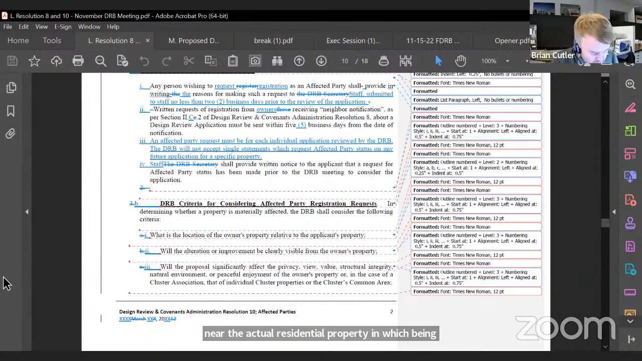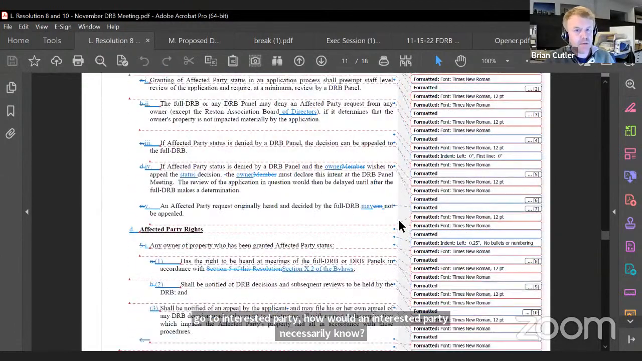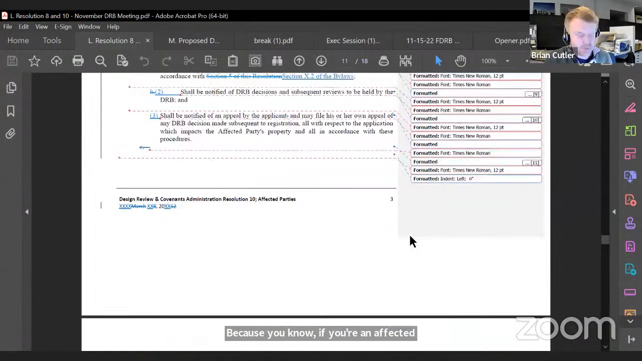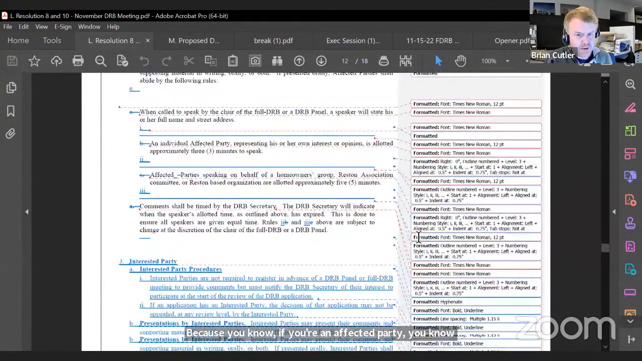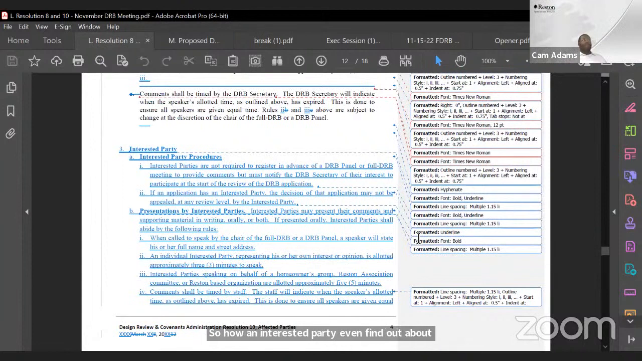And so, sorry, almost done. When we go to interested party, how would an interested party necessarily know? Because if you're an affected party, the applicant's going to come by and get your signature. So how would an interested party even find out about it? Where there's a will, there's a way. But I think that's the kind of feedback that we're looking at and trying to determine.